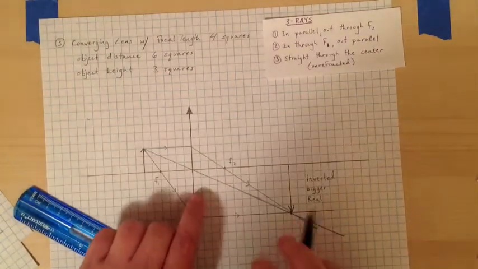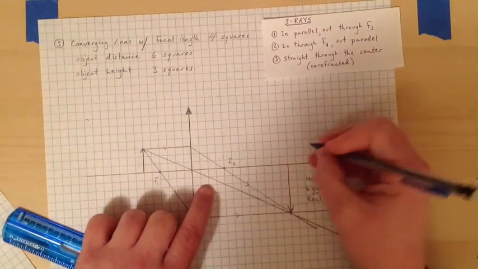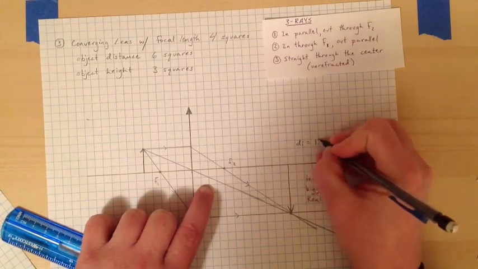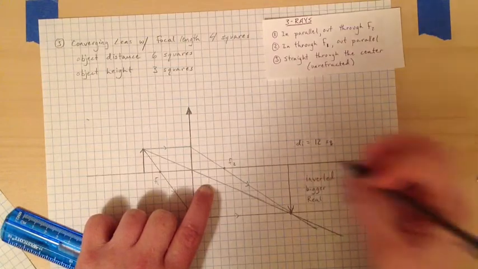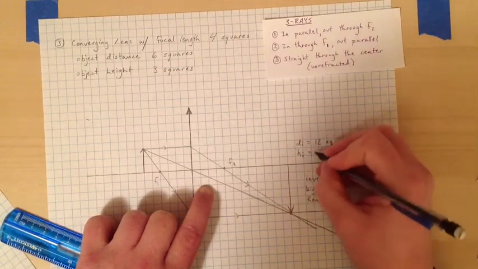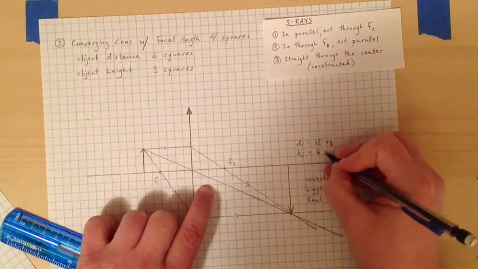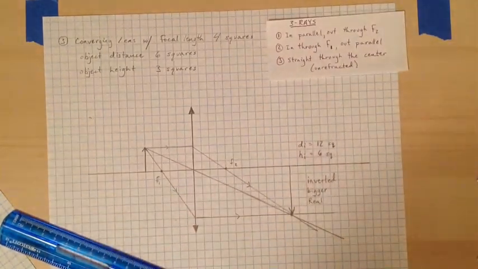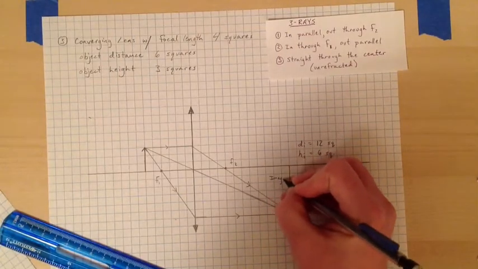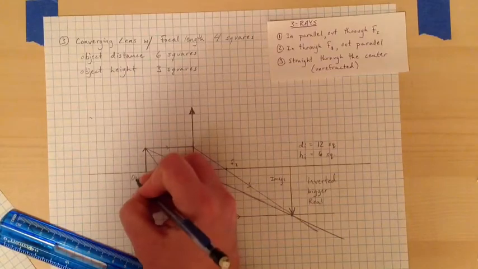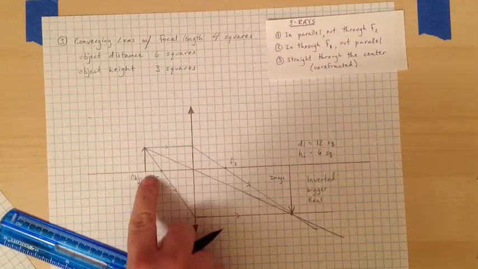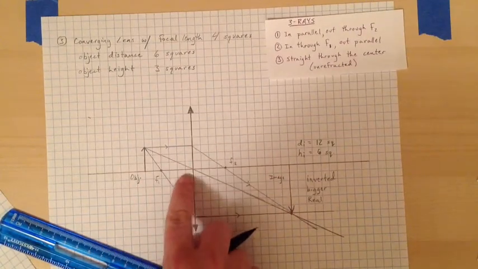I can look at some of the actual measurements. My image distance, if you count, is 12 squares. My image height, if you count, is 6 squares. Okay, so this is my image over here, starting with an object 3 squares tall, an object distance of 6 squares away from a lens with focal length of 4.